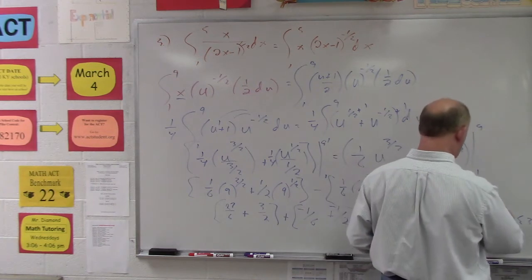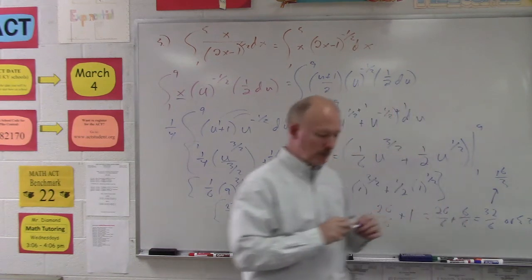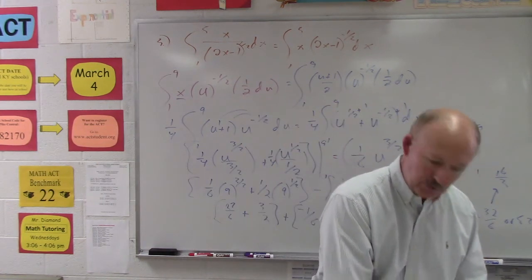And this will reduce to 16 over 3. So 16 over 3. So we'll reduce it all the way. Okay, so that's our third example.